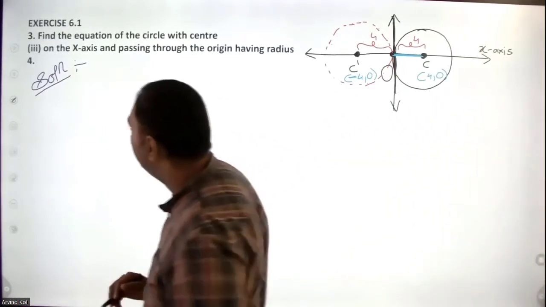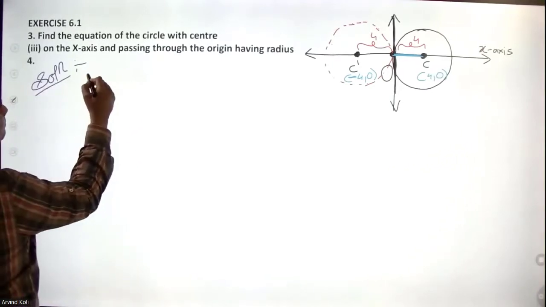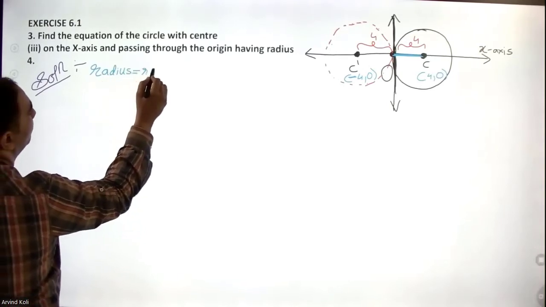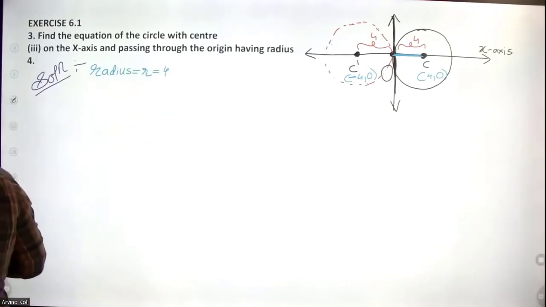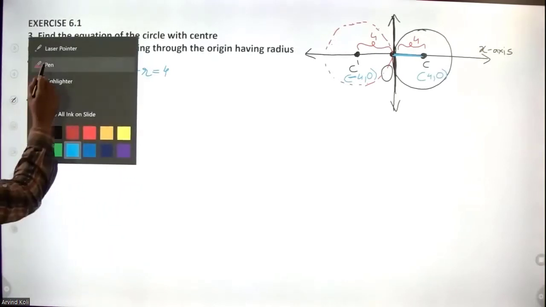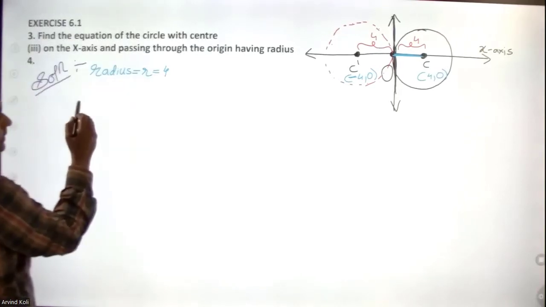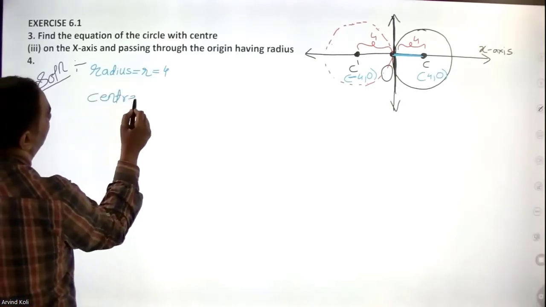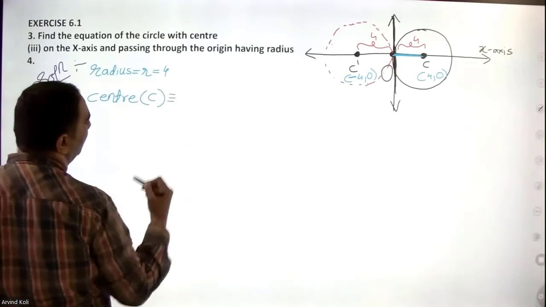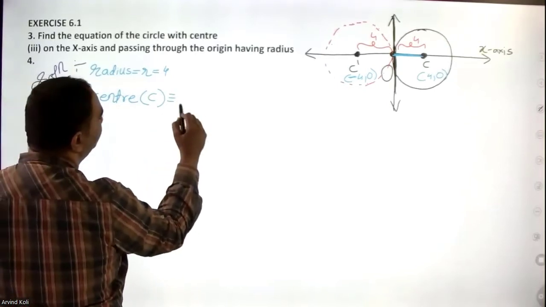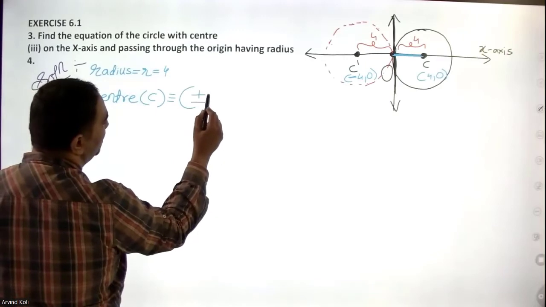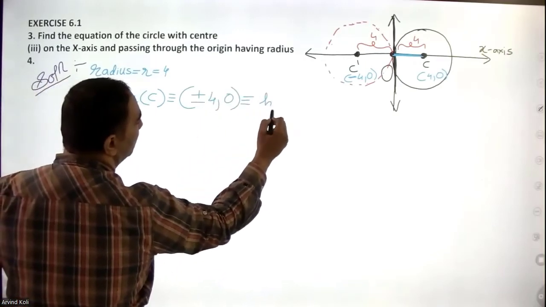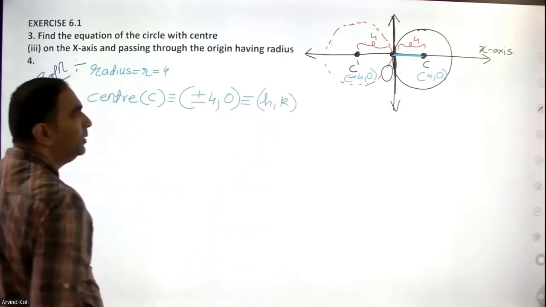So we'll say solution में radius is equals to r is equals to 4. ठीक है. Center C would be equal to plus or minus 4,0. This is HK. All right.